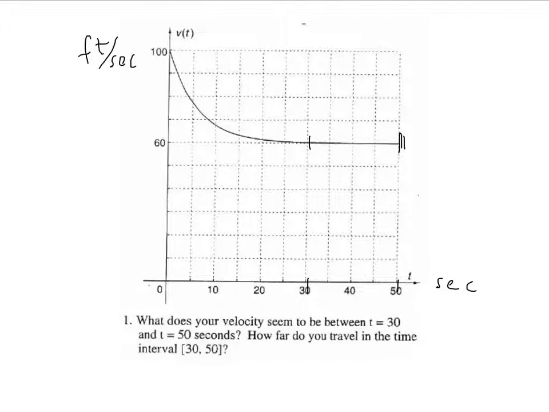Okay, so if we are traveling at 60 feet per second for 20 seconds, I think all we need to do is just a little multiplication here, and we will have, I believe, 1,200 feet is how far we traveled in those 20 seconds.